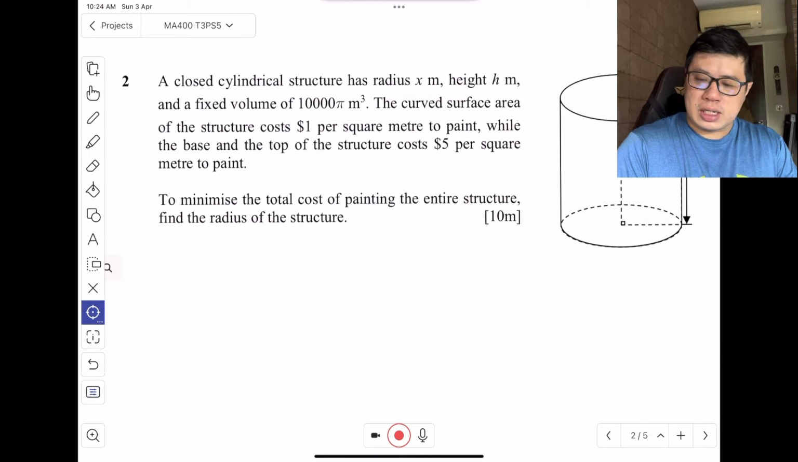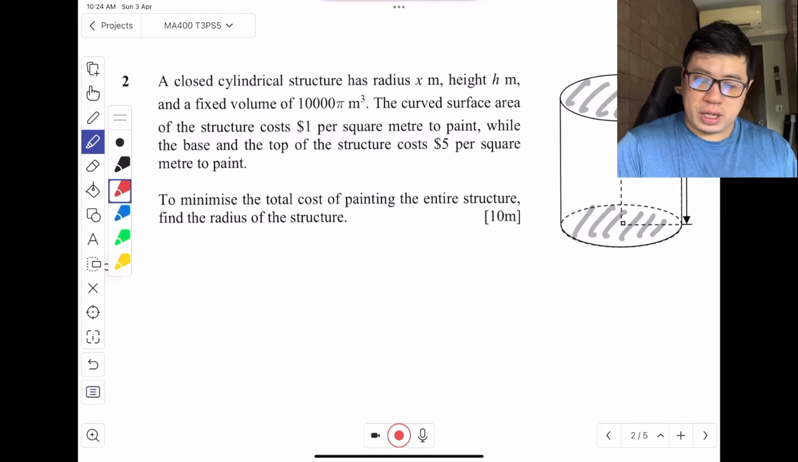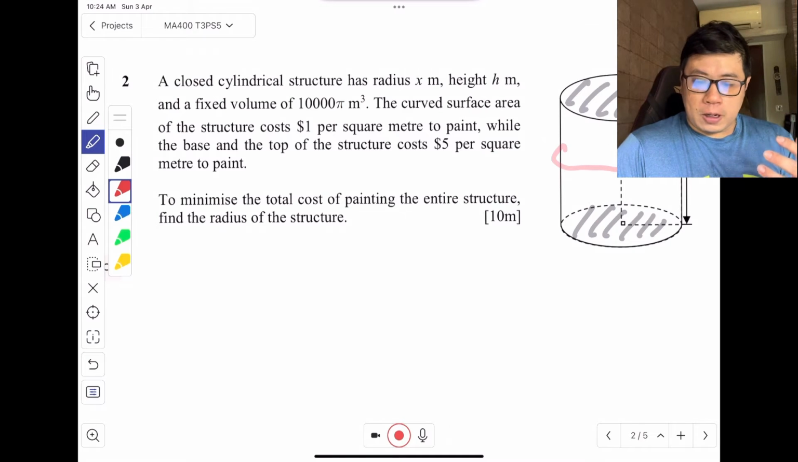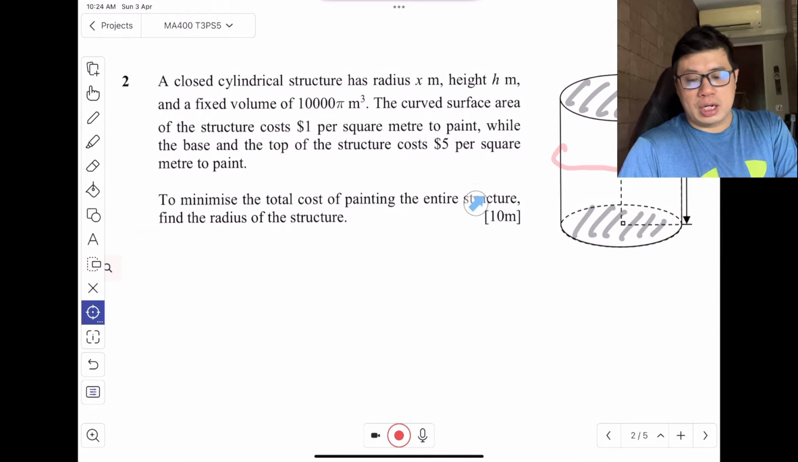So basically the circular area, this portion here, will cost you $5. The top and the bottom are more expensive, whereas the curved surface area here is slightly cheaper, which is $1 to paint. So now we want to minimize the total cost of painting the entire structure.